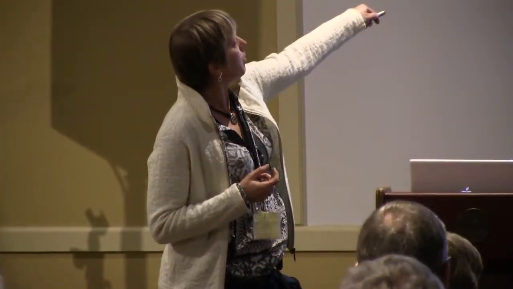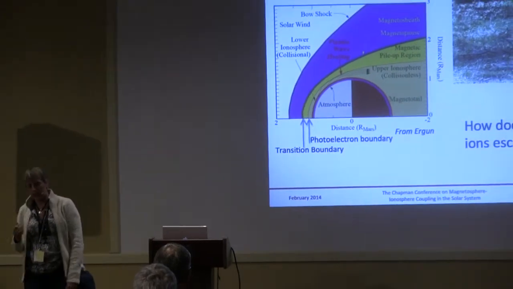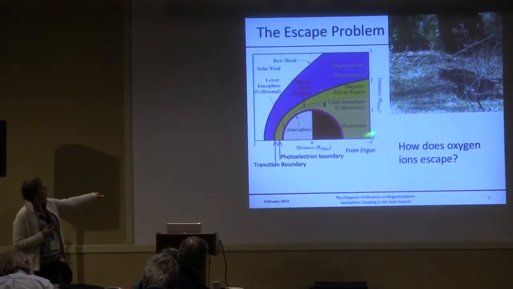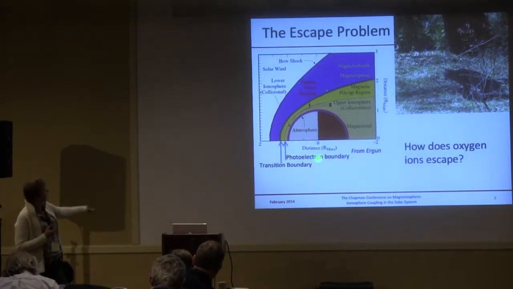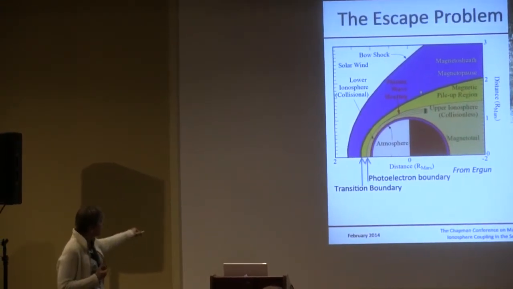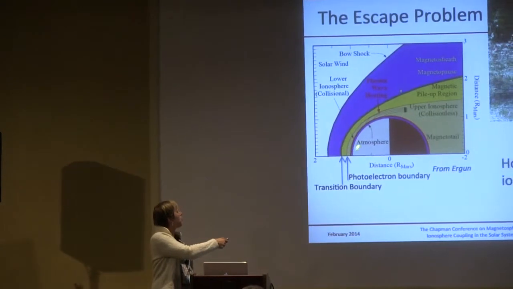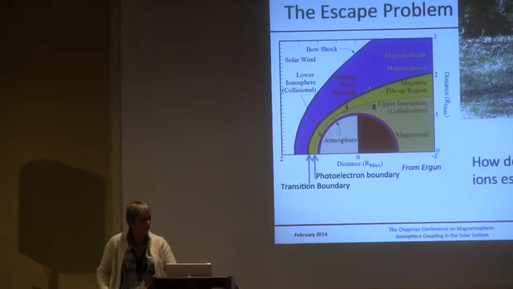Then we have a region where we often have low density, and then we get into the ionopause or the photoelectron boundary, which can be a fairly distinct density gradient, and we have the upper ionosphere. And since we are interested in the water, we are often interested in how the oxygen ions go from the ionosphere, where you have high densities, and out. And as at Earth, we have this ionosphere and an empty or low density region before we go out into the shocked solar wind.